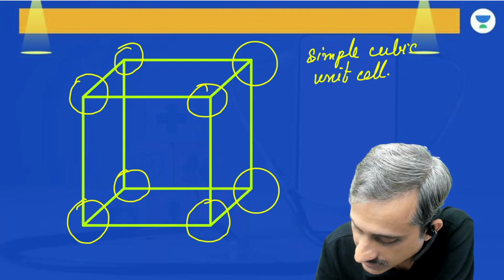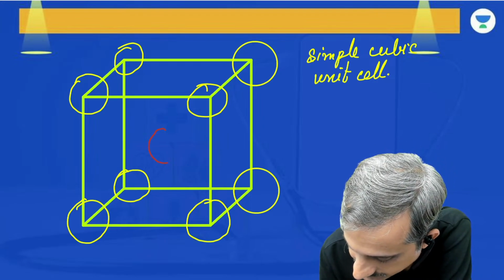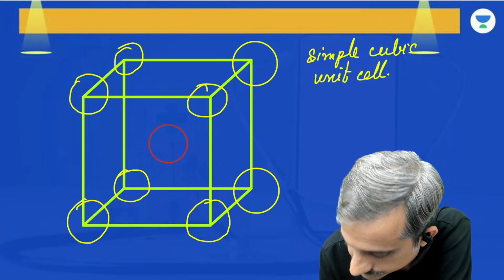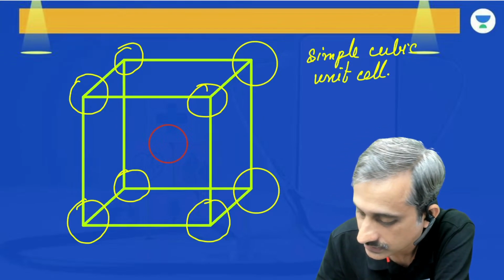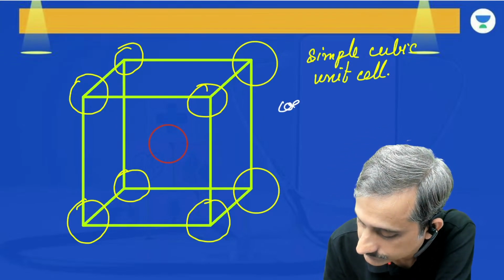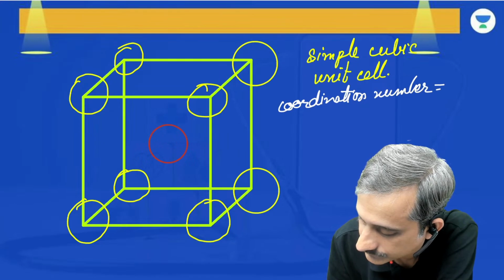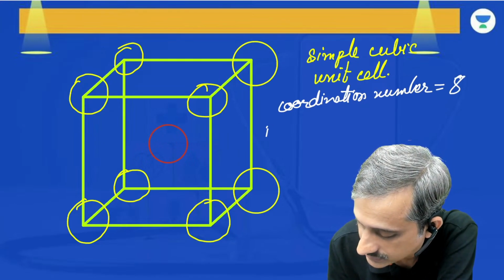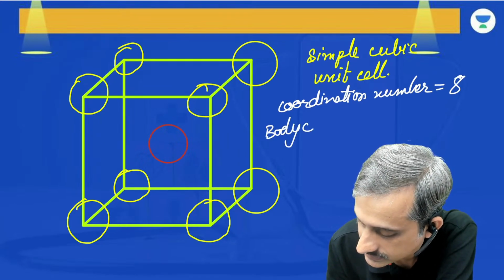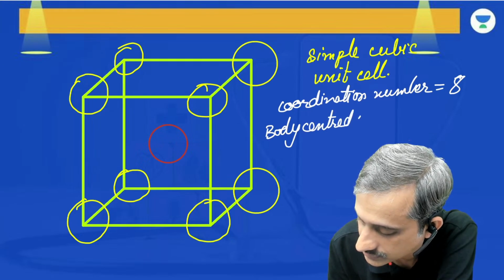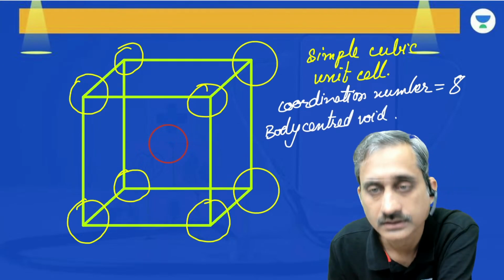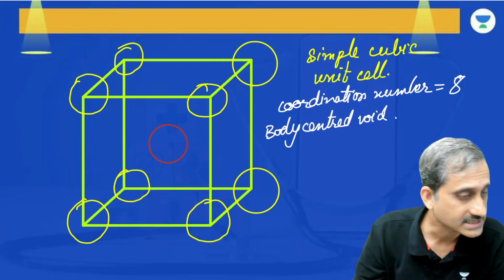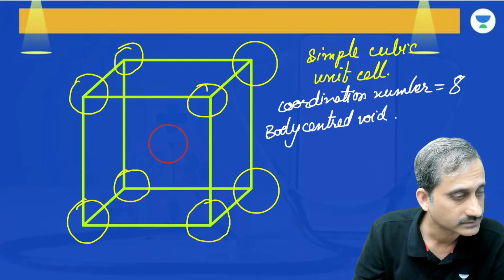Now what I do is I place a particle right here. Now you can see the coordination number is equal to 8. So this is a body centered void. This is a body centered void.